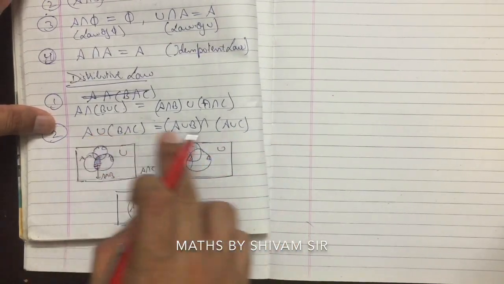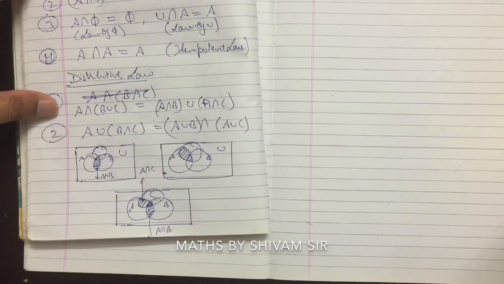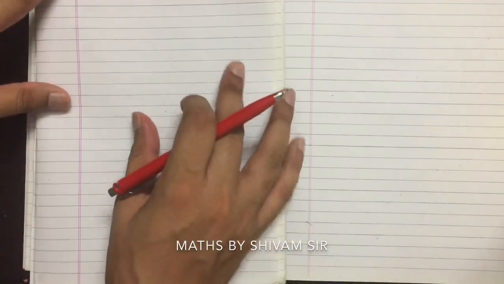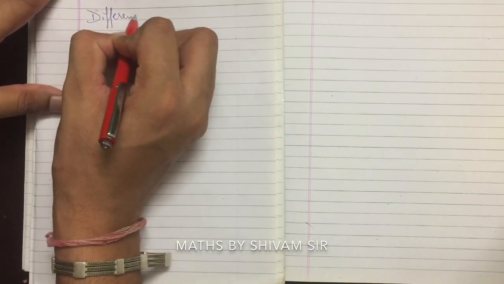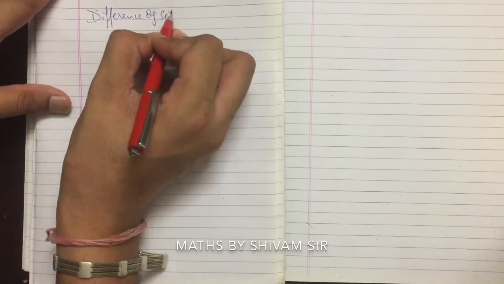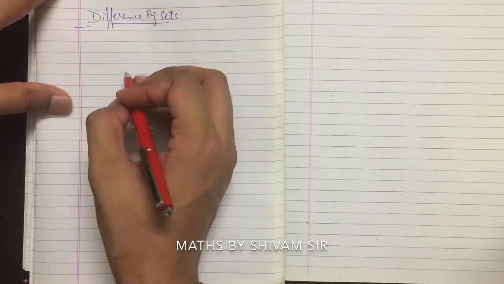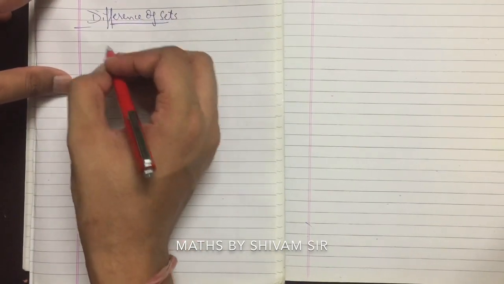Similarly, you can do it for this one also. So now let's talk about difference of sets, the third topic of this video. This is very easy. Difference of sets means A minus B.